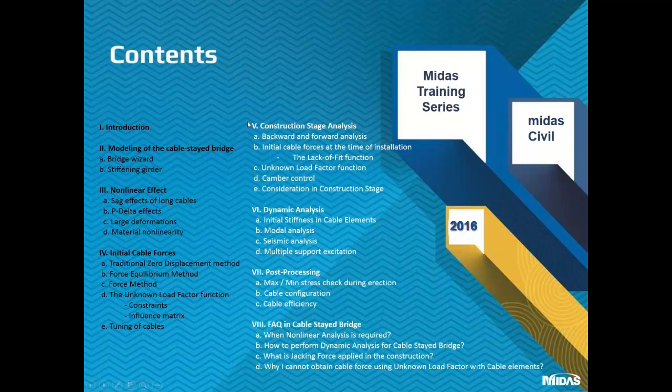And one week after, the next Monday, we are going to go through this topic: construction stage analysis, including the backward and forward analysis method, unknown load factor, lack of fit force, and dynamic analysis. So those topics will be covered next week. It is kind of a continued topic, but at the end of the session, as I mentioned, I'd like to give you one test model so that you can try to find your own cable force in the initial state model.